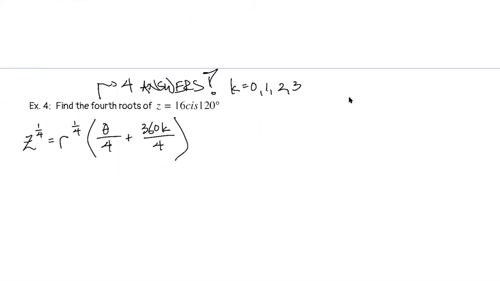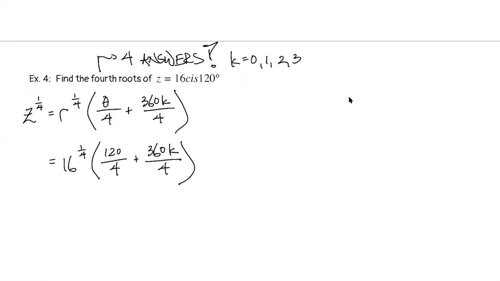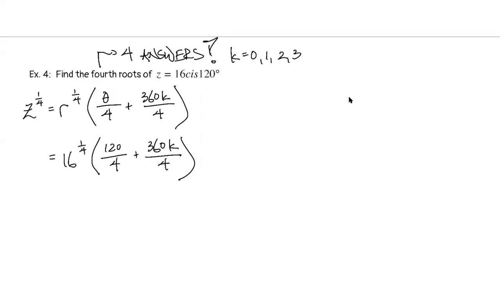Okay. But the pattern here is we're going to raise the root or the distance to the 1/4 power. And then we're going to take our angle and we're going to divide it by 4. And we're going to take another cycle around the circle and divide that by 4. Okay, so we could think about this as like the general form.